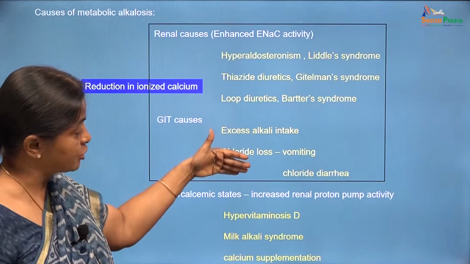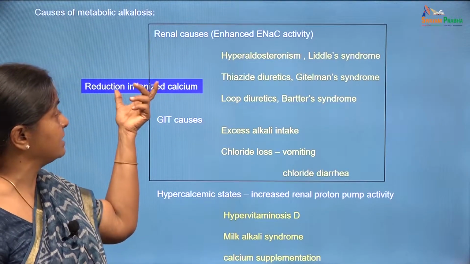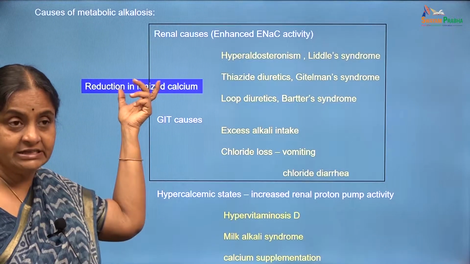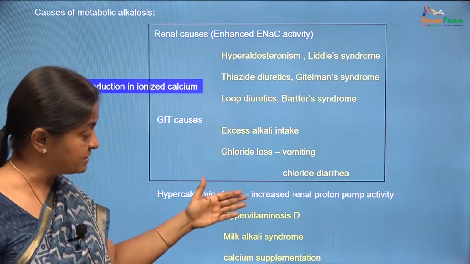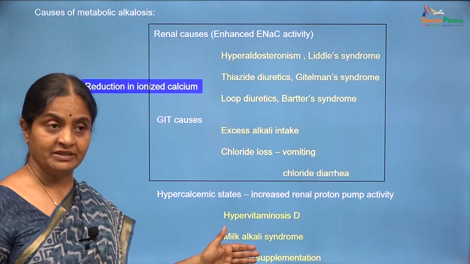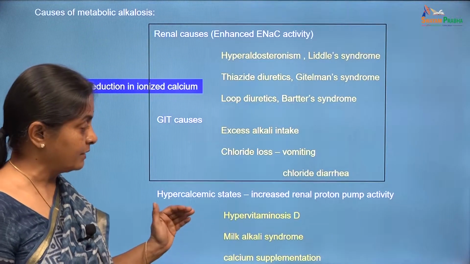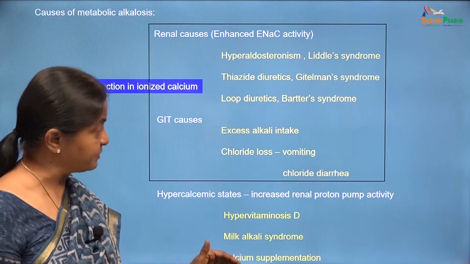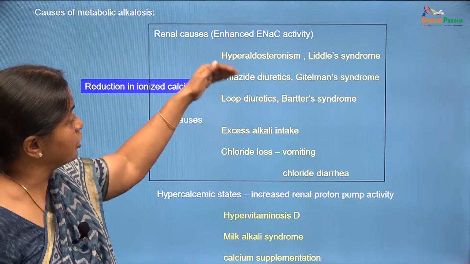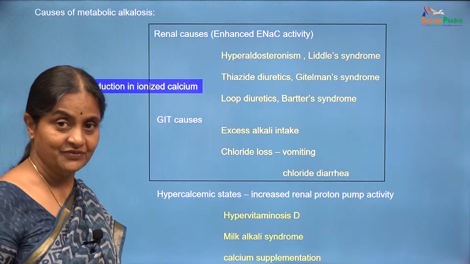So these conditions are a combination of metabolic alkalosis and hypocalcemia, or at least a reduction in ionized calcium, whereas this set of conditions is one where there is metabolic alkalosis and hypercalcemia. That is why I have listed it separately and not along with the renal causes. You could choose to classify them differently.